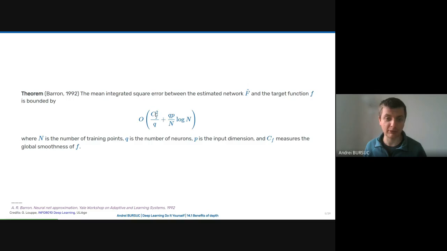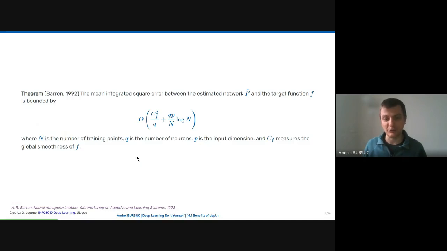So I'll detail some of them. N is the number of training points, so we have a log n here and here. Q is the number of neurons, we have Q in here. P is the input dimension, we have it here. And C_f measures the global smoothness of f. So in that paper, it was taking the moments of the magnitudes of the Fourier frequencies. Sorry, when we do the decomposition in the Fourier domain, we can compute this global smoothness for the target function that we want to approximate.